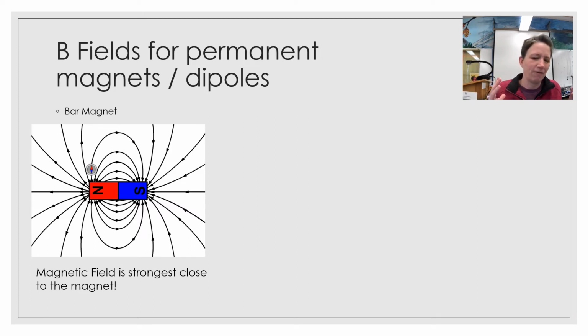It decreases by a factor of r squared when it's close and r cubed when it's further away, so it's a really pretty complicated mathematical series of equations. So you just need to know the general gist of the fact that fields are strong close to the permanent magnets and they get weaker as you move farther away.